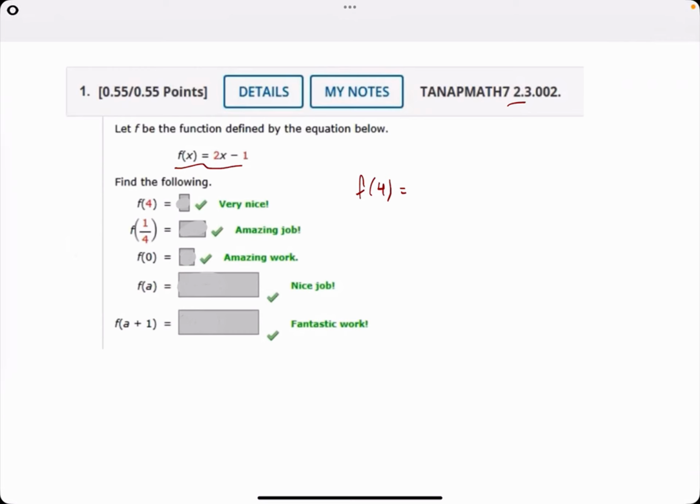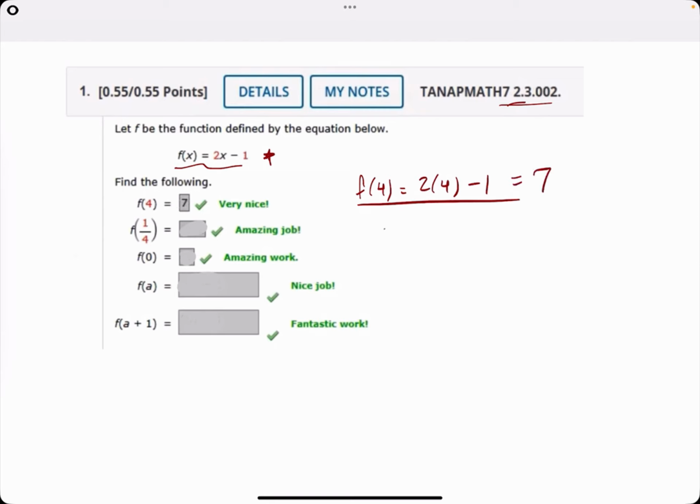Okie dokie, in this video we're knocking out WebAssign number 2.3. Starting with number 1, they say let f be this function, 2x minus 1. They're asking us to find different f values for different x values. So f of 4 means we're plugging in 4 wherever we see x. So 2 times 4 minus 1, that's 8 minus 1, that's 7.